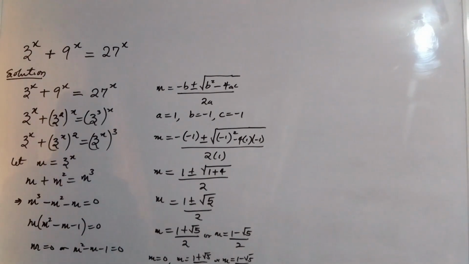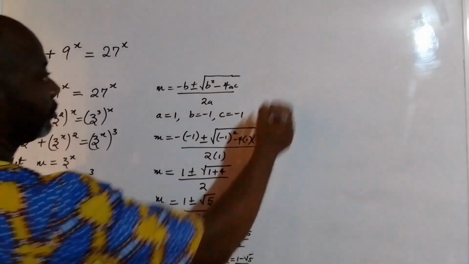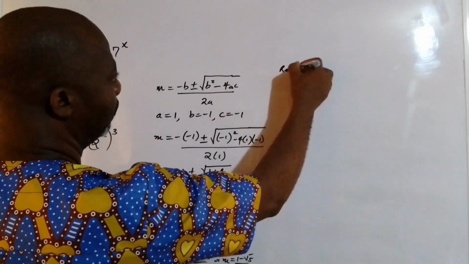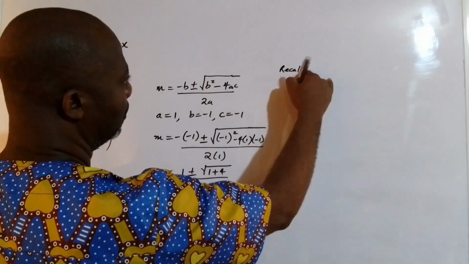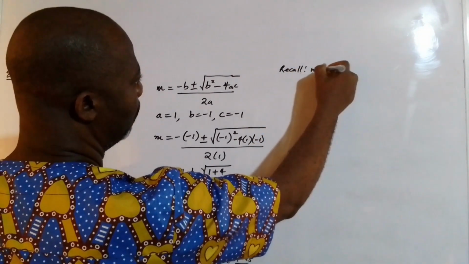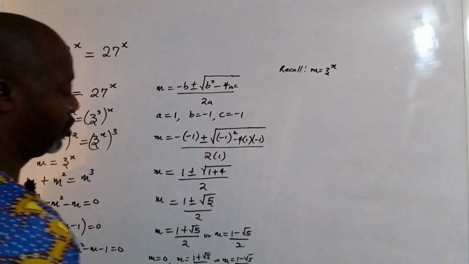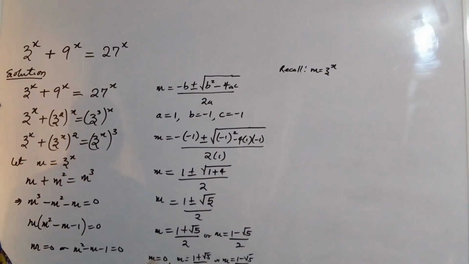But then we have m to be 3 to the power of x. So recall that m equal 3 to the power of x. And so we're going to look at the three different cases.